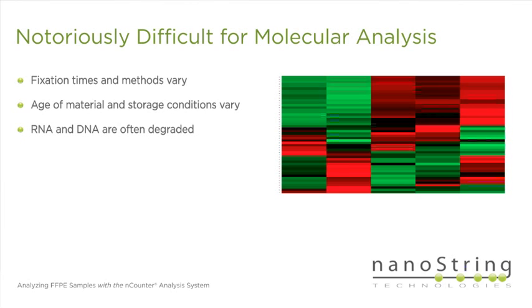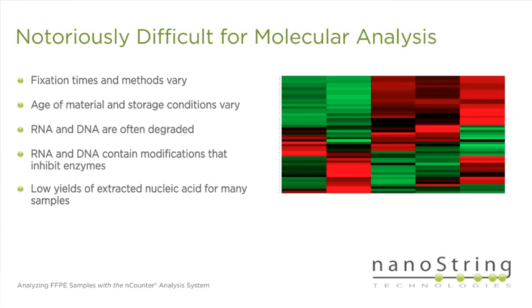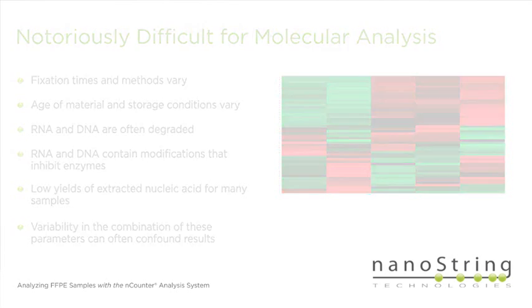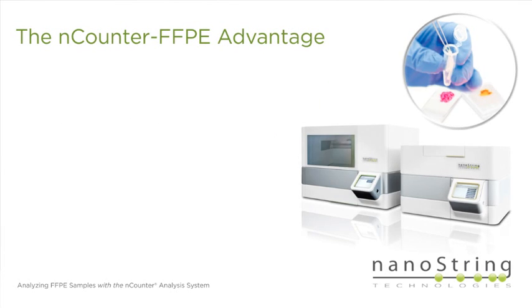RNA and DNA isolated from these tissues are often degraded and contain modifications that can inhibit downstream enzymatic steps. In addition, the amount and quality of cellular material contained within a single FFPE slice often leads to low yields of extracted nucleic acid for many samples. Taken together, the variability introduced by this combination of factors often introduces noise into the molecular measurements and confounds the interpretation of the results.